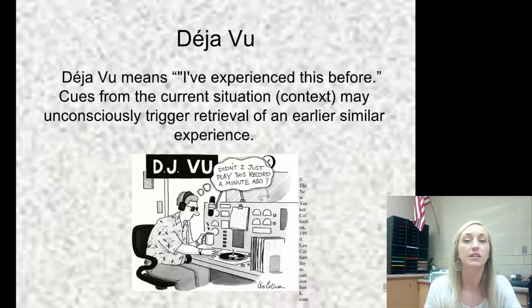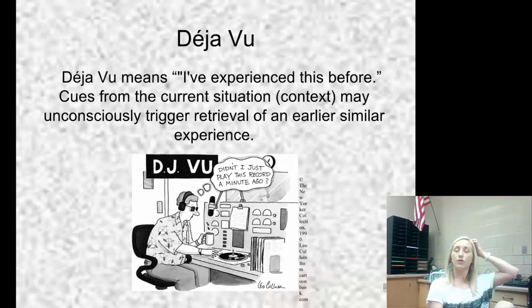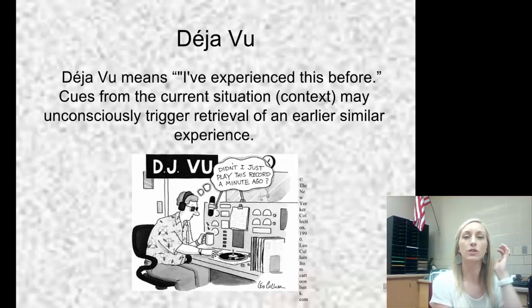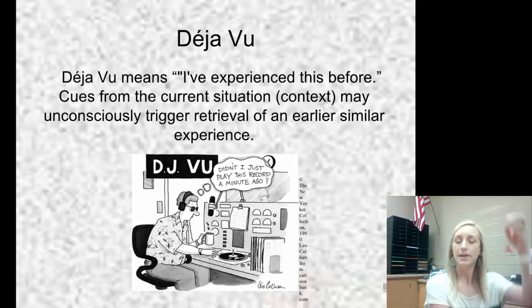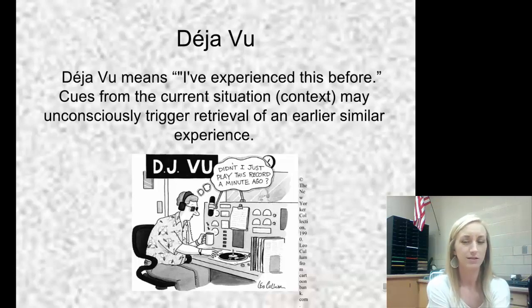Déjà vu means I've experienced this before. Most of you have probably experienced this. Cues from the current situation or context may unconsciously trigger retrieval of an earlier similar experience. The idea being that the neural network in your brain is so similar to what's going on right now that it triggers that previous memory. And you think to yourself, wow, have I done this before?